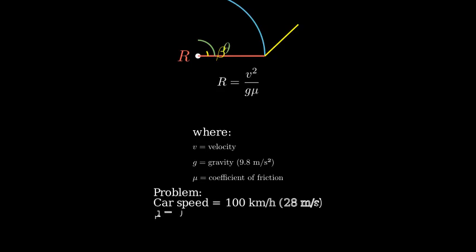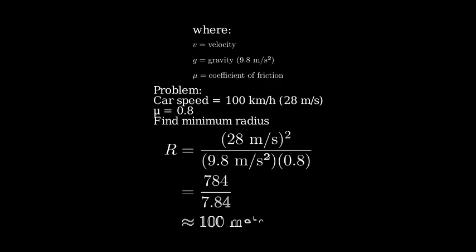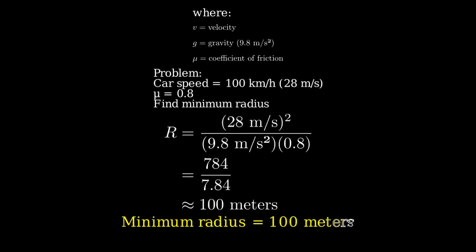If a car is traveling at 100 kilometers per hour, or about 28 meters per second, and the track has a coefficient of friction of 0.8, what should be the minimum radius of the turn? Let's plug these values into our formula. R = 28^2 / (9.8 * 0.8). The minimum radius should be approximately 100 meters.